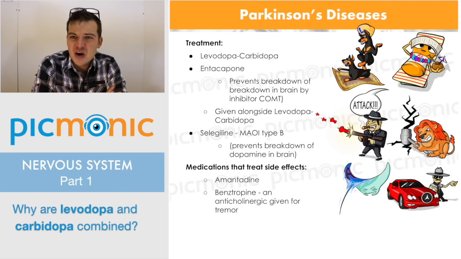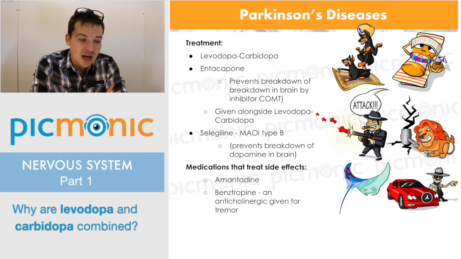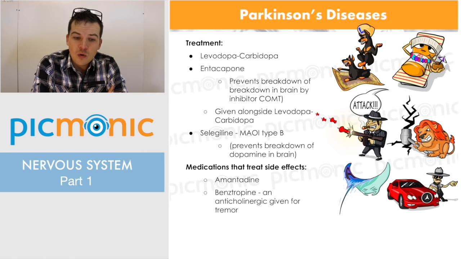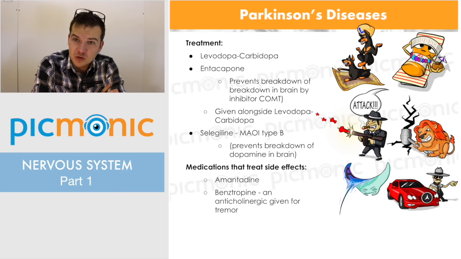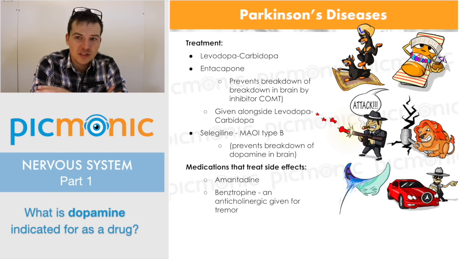Well, the answer is levodopa crosses the blood-brain barrier and turns into the active form of dopamine. What happens with carbidopa is that carbidopa does not cross the blood-brain barrier. So carbidopa stays in the bloodstream, but what it actually does is it keeps the levodopa or any of the dopamine from being converted into the active form of dopamine. Because you should know dopamine is indicated for one important thing alone as a drug. Can you remember?